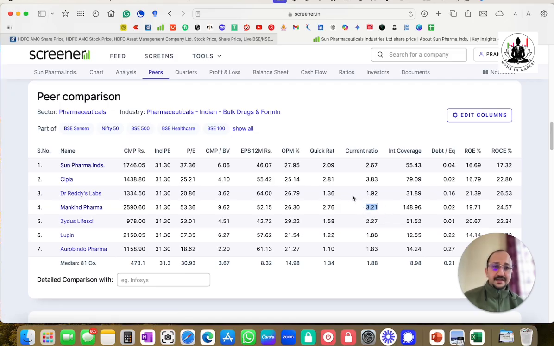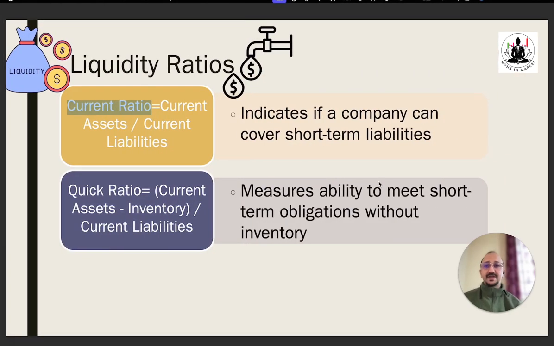Now coming to Dr. Reddy, quite a good number, 1.9. Sun Pharma is okay, optimum. 2.5 should be good, 2.6 is also fine. So they are having a good number as well. Apart from this, Zydus is having 2.2, fine. Lupin is having 1.8 and Aurobindo Pharma is having 1.8. So Dr. Reddy is 1.9. So I hope you got the point. A very high number means extra cash, a very low number, very risky. The company may not be able to meet day-to-day current liabilities, right?